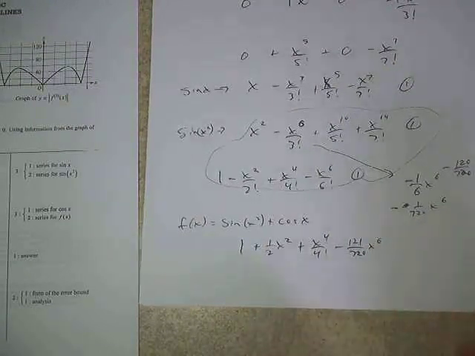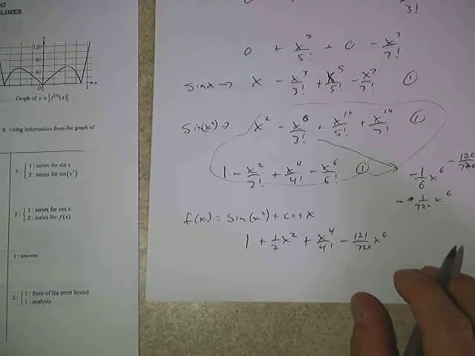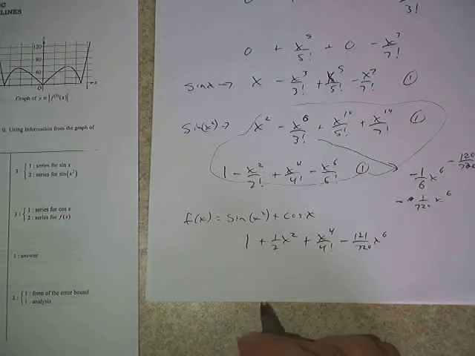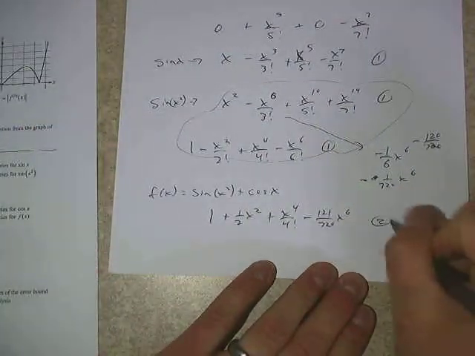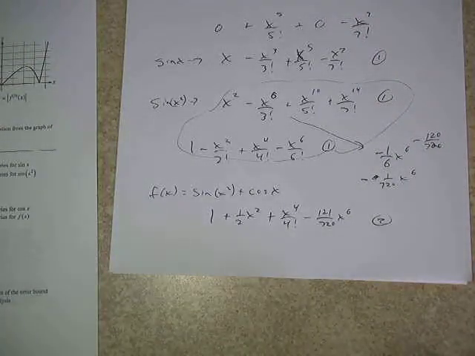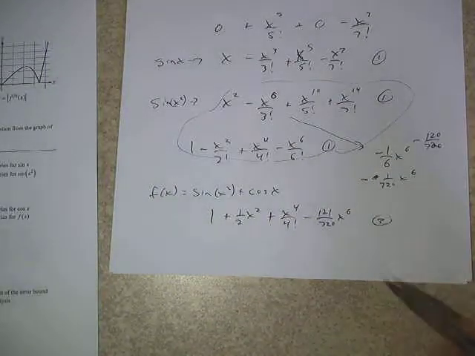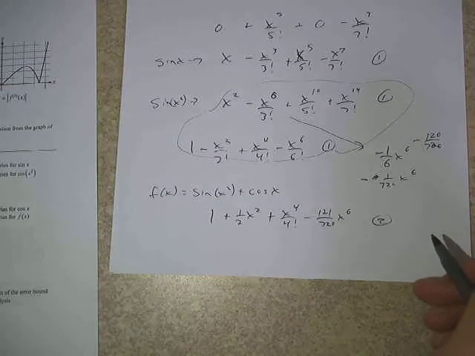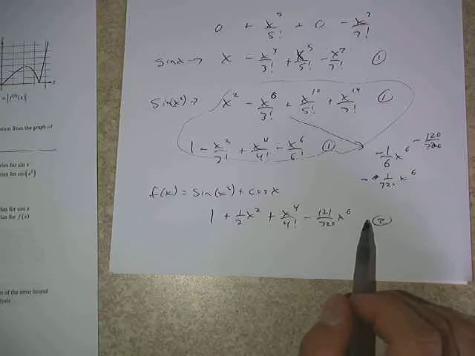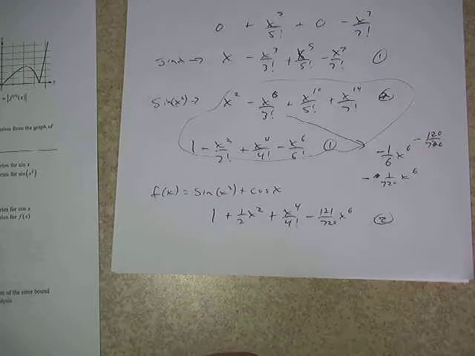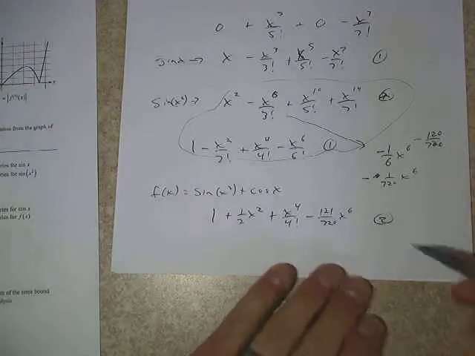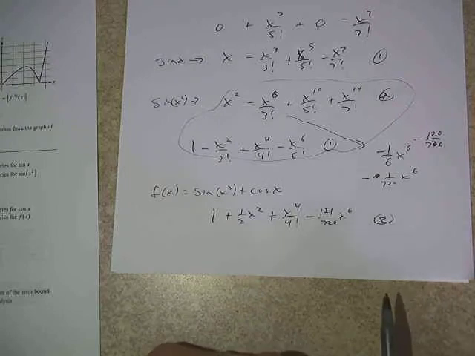So 6 times 120 would give a 720. So 120 over 720. Alright. And actually those are both negative. Okay, put a positive here, that's actually a minus also. Both of those terms are negative. So if we put those two together, we get negative 121 over 720 x to the 6th. And ultimately, you got all those parts, 2 points more.